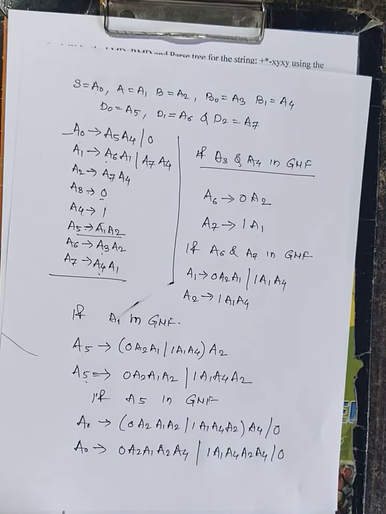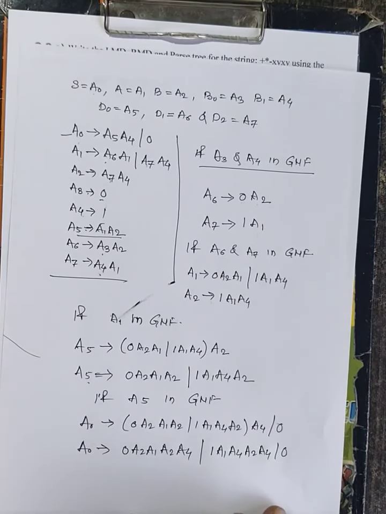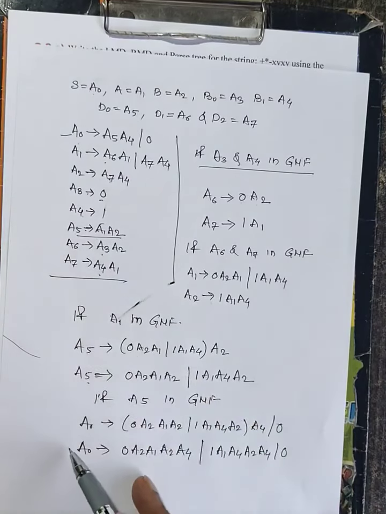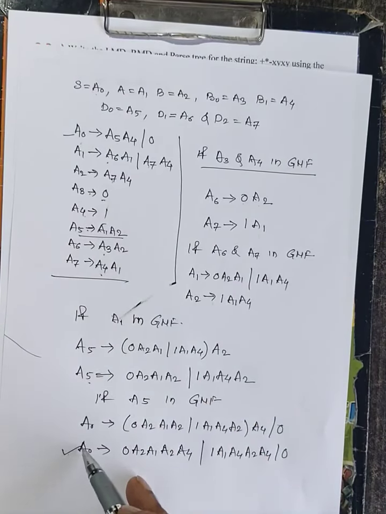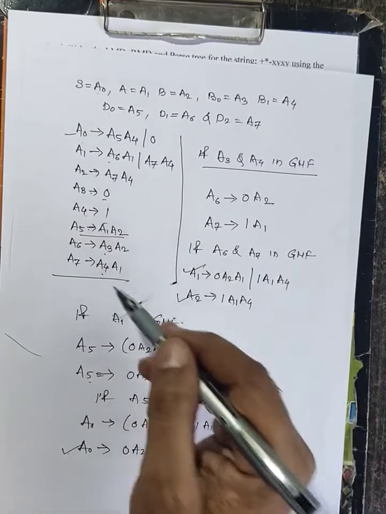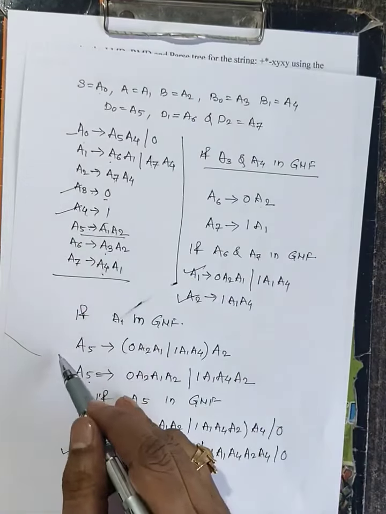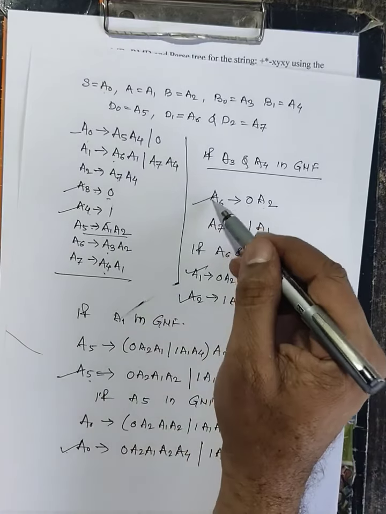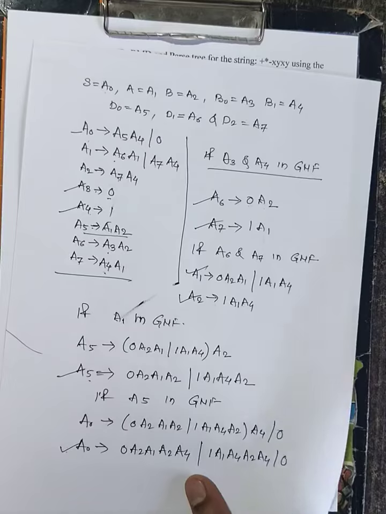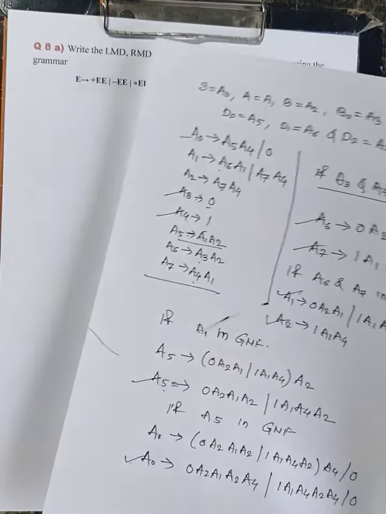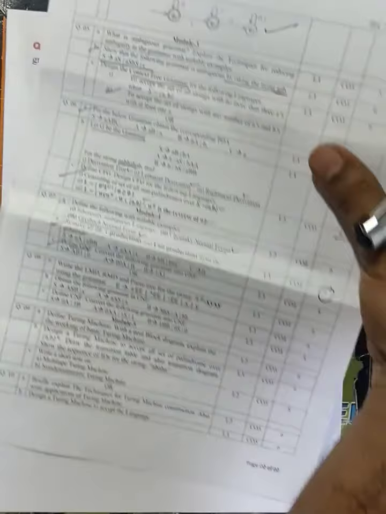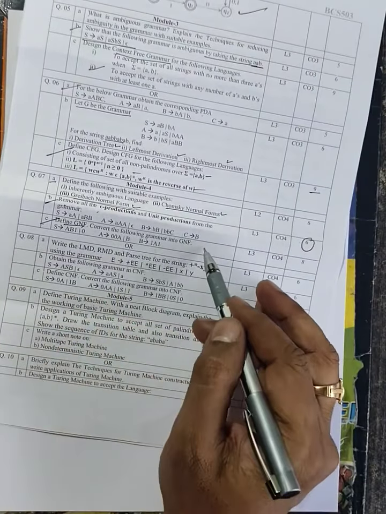Must convert the following grammar into GNF, then explain the 5 tuples. What have we got? This one A0 in GNF, A1 in GNF, A2 in GNF, then A3, A4, A5, A6, A7 all are in GNF. Then explain the 5 tuples. This is the GNF portion. Convert into GNF. Next example. This example is converted into GNF.